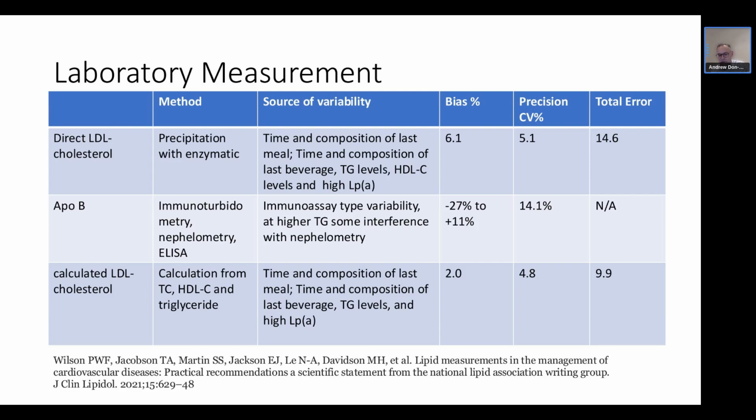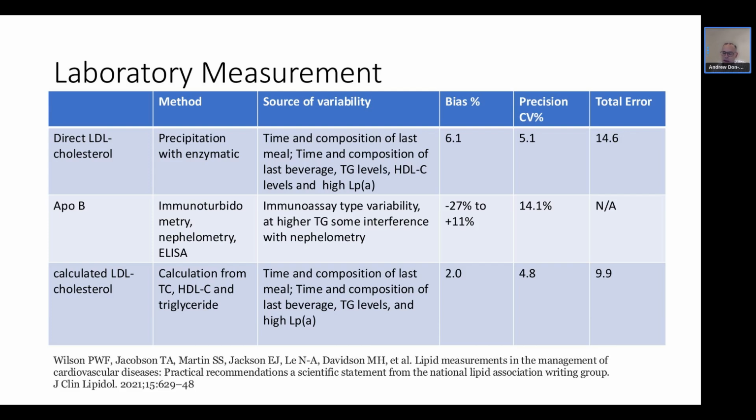This particular table was adapted from a paper published in the Journal of Clinical Lipidology in 2021, and the reference is there. They took data from the College of American Pathologists external proficiency testing samples, and they came up with these bias, precision and total error calculations from that data. You can see that there's a bias on the direct LDL cholesterol measurements, which is not too bad, around 6%, precision around 5%, with a total error of around 14%.